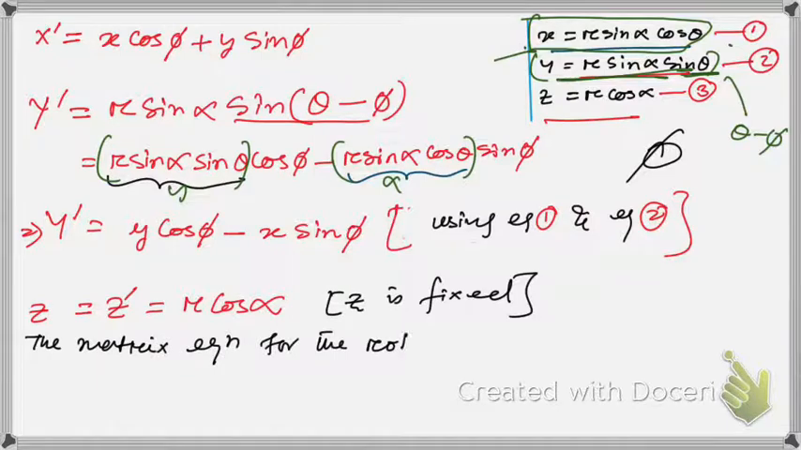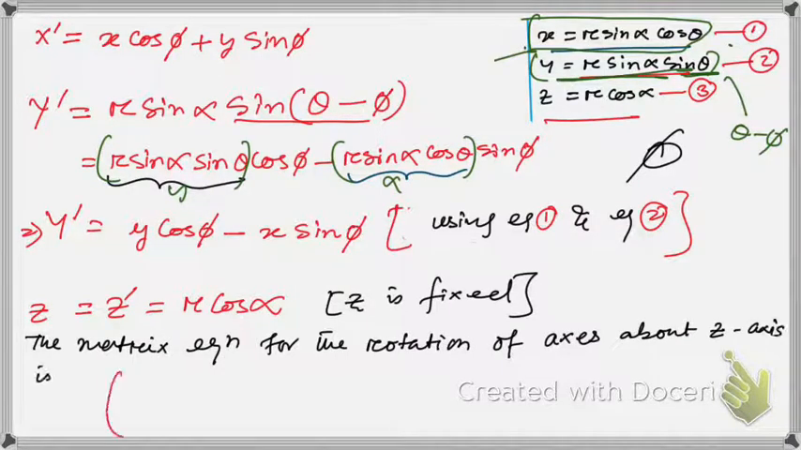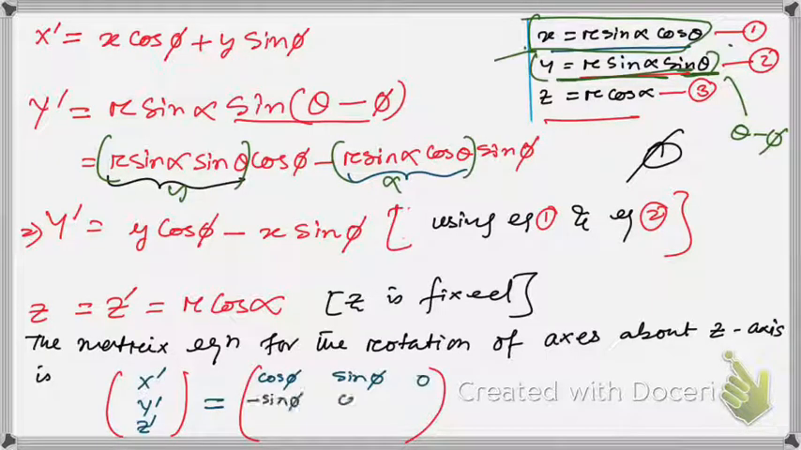So we're going to write these things. Let me write the matrix equation of rotation of axes about z. That's going to be equal to this. That's going to be x dash, y dash, z dash here, and this is the transformation matrix, you can say, and this is x, y, z, the older set of coordinates, right? That's how we can represent it. This is the matrix equation for the rotation of axes about the z axis. Hope you have understood this.